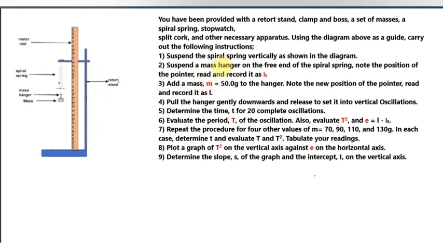We have done that. Suspend the mass hanger on the free end of the spiral spring. Note the position of the pointer and record it as L0. So it means that you're going to have L0, and we're going to record that. We're going to take the measurement on that. Then add a mass M equals 50 grams to the hanger. Note the new position of the pointer and record it as L1. So we have a new position where we are going to record L1.